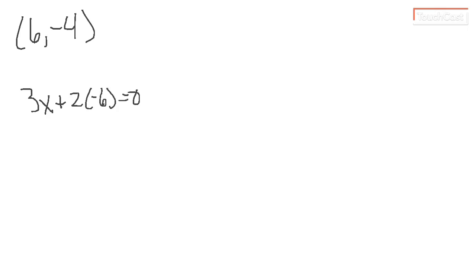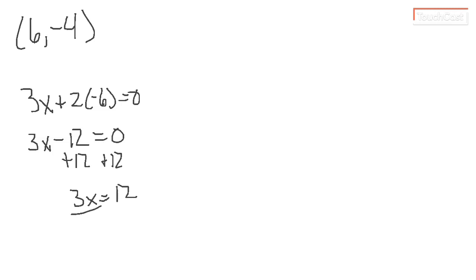So just as a reminder, we had the point 6, negative 4. Now we're going to take the negative 6 and put it in for y. So 3x plus 2 times negative 6 equals 0. If I go 2 times negative 6, I'm going to get negative 12. So 3x minus 12 equals 0. If we add 12, we'll have 3x equals 12. If we divide by 3, we're going to get x equals 4. So that means our other solution is going to be at the point negative 6.